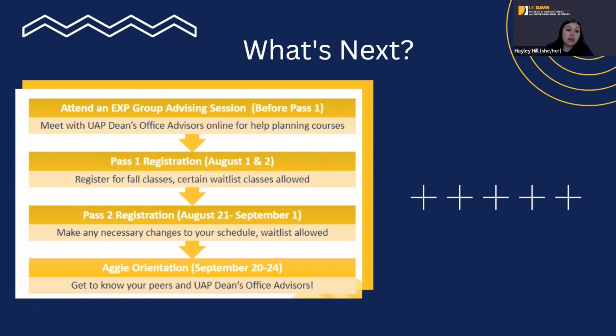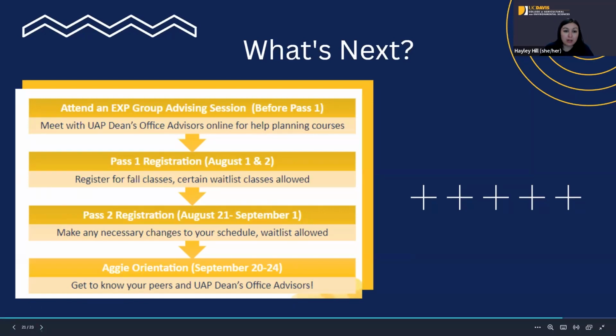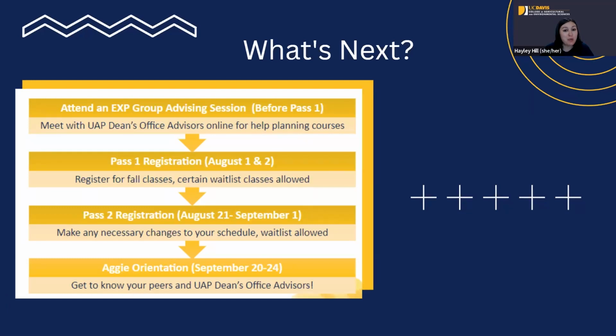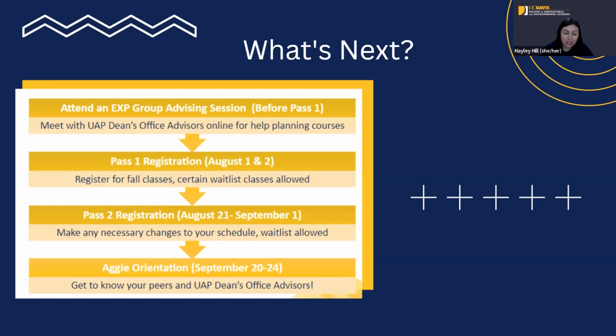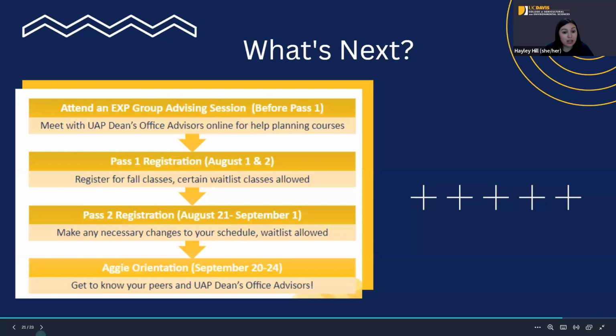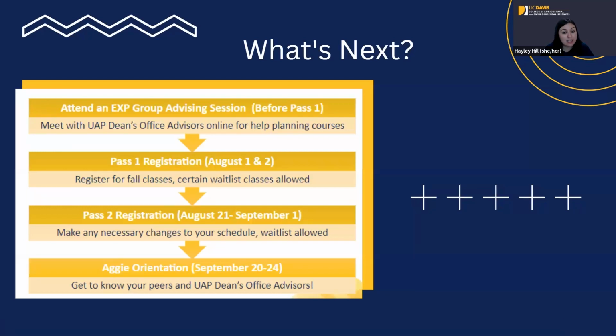Additionally, we are going to make sure you are prepared for Pass 1 during that time. But if you are not sure when your Pass 1 is, for first-year students, it will be August 1st, and you'll be able to continue adding classes on the 2nd. If you're a transfer student, registration is going to begin for you on August 15th and August 16th. Pass 2 registration will happen later in August, so towards the end of the month and into September.